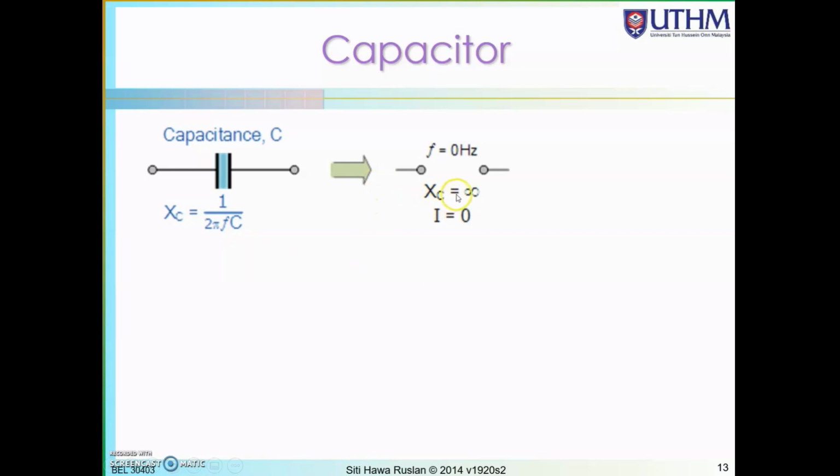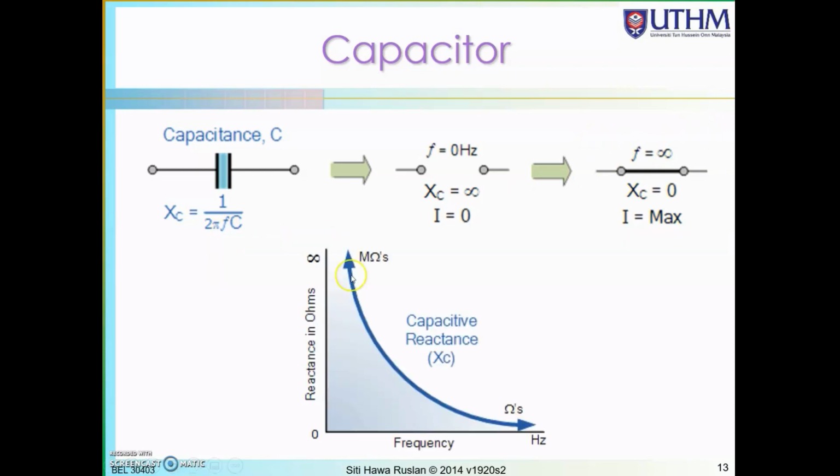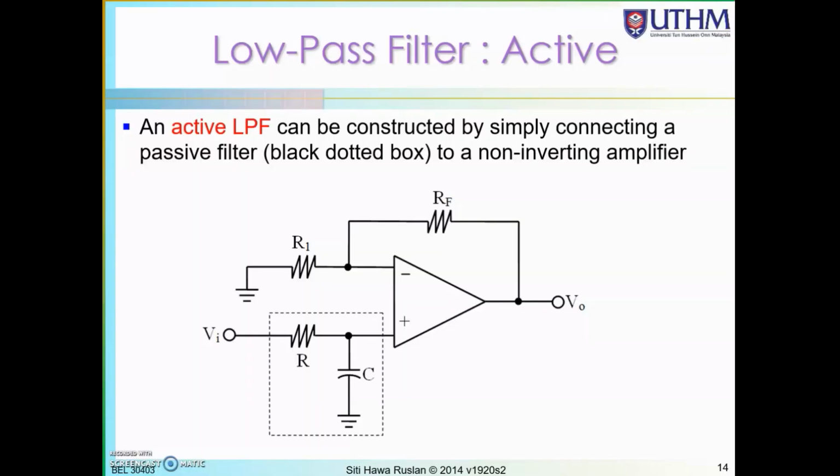At a very high frequency, 1 divided by infinity, this term is 1 divided by a very large value, meaning that this is an open circuit, the current is 0. But if the frequency is 0, 1 divided by 0, the reactance is very large. So this is the reactance of the capacitor just now. That's why there is a phase shift between V out and V in.